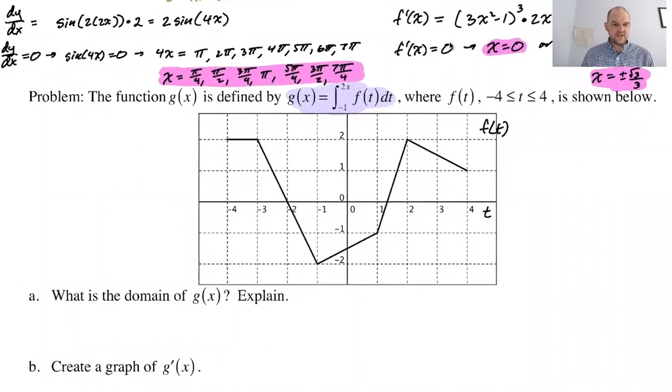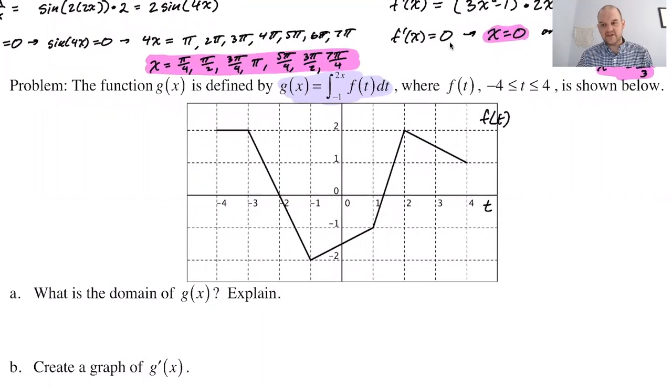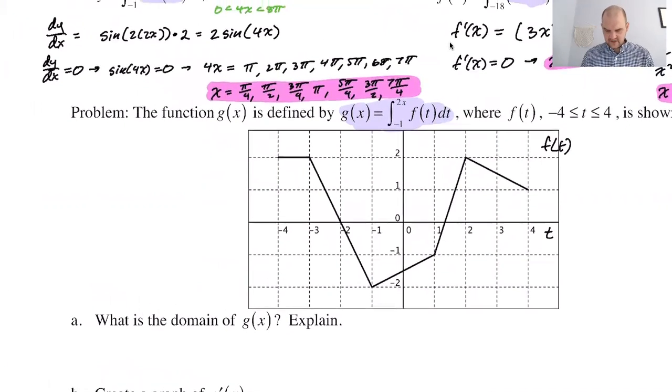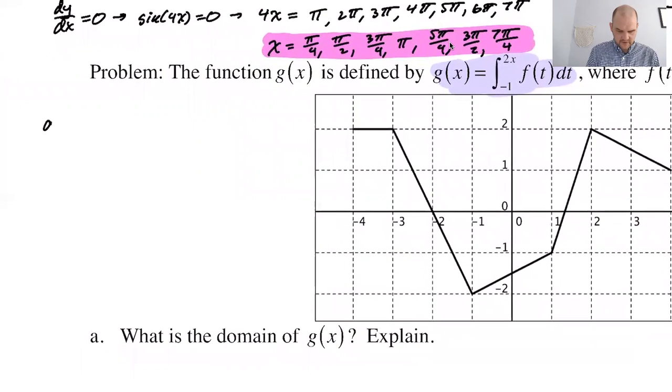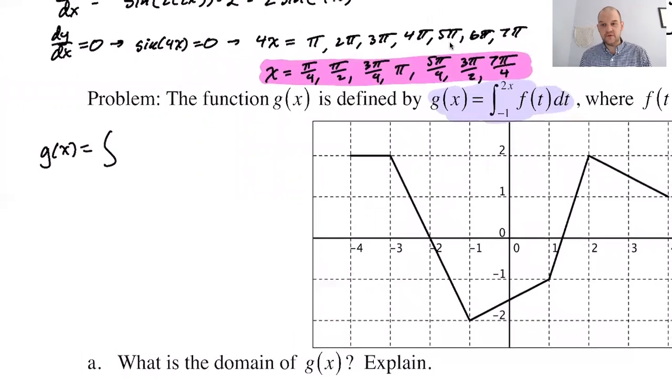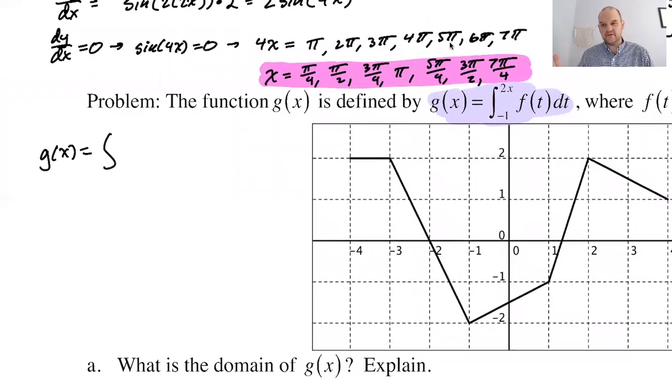Now the first question is, what is the domain of g of x? All right, so that's weird. G of x. So what I'm going to do, I'm going to rewrite g of x over here. So g of x is going to be the integral from... Now I'm going to make it really explicit what the bounds are, right? So it's dt, which means these are t values. T equals -1, t equals 2x, and then f of t dt.